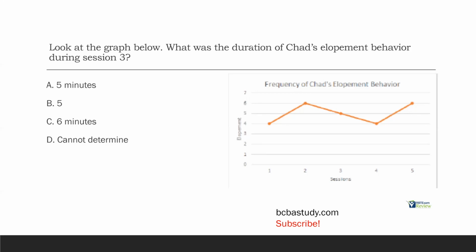What's the question asking? The question is asking about duration. Do we have any idea what Chad's duration is here? No. Okay. Read carefully. Do all your work up front. What people do on this question, speed through it, skip this duration word because they start looking at the chart and they say, "Oh, frequency of Chad's elopement behavior, session 3. Well, I'll just pick 5." We're not asking you about frequency. We're asking you about duration. You have to read carefully. Okay, I'm telling you. Do all your work on the question. Take your time, look at the question, understand what it's asking, and then try to answer the question.